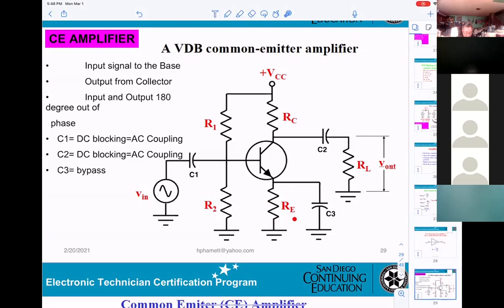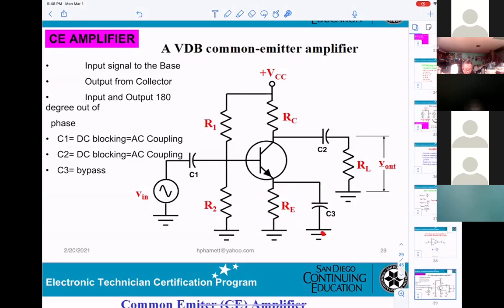That means the AC current cannot flow through this resistor. It goes to the capacitor, shorted to ground. That resistor RE is only for the DC. Right, that's for DC.